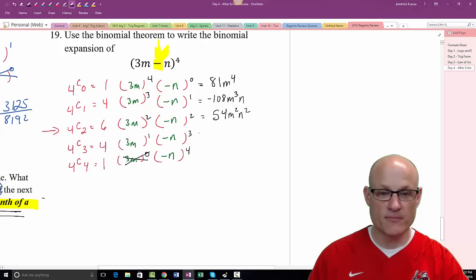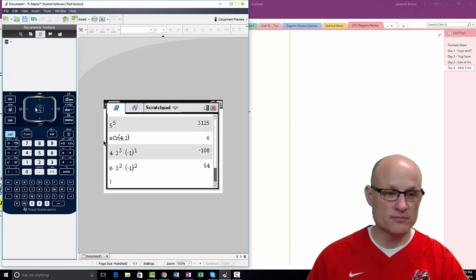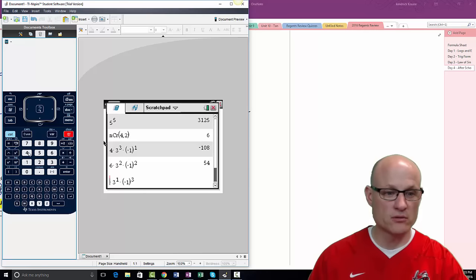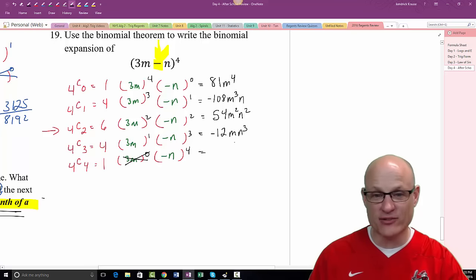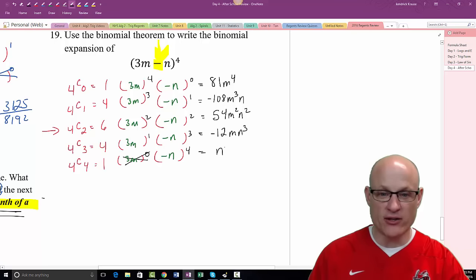n squared. Now the next one's going to be negative. So we're going to do 4. This one's cubed. This one's to the first and back to 4. Negative 12. Negative 12 m n cubed. And finally, negative 1 to the fourth is just positive 1. So it's just n to the fourth.